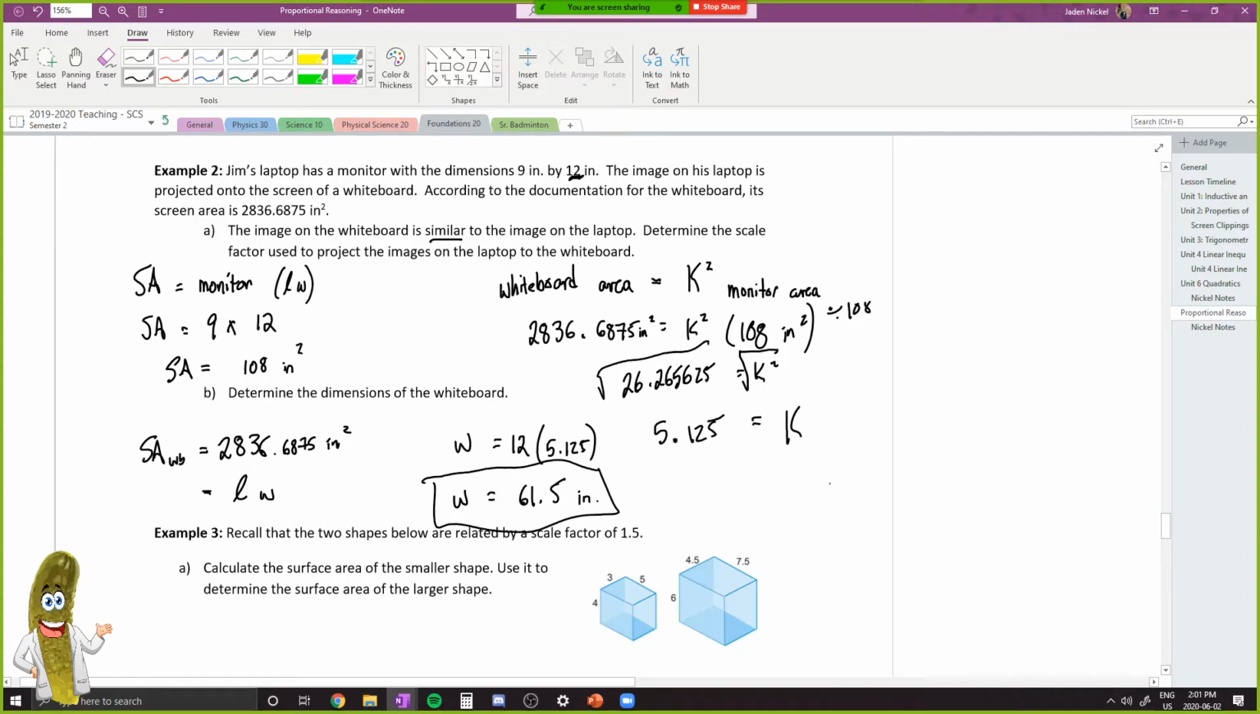And then in terms of the length, which I'll do down here, we know that the length is going to be equal to 5.125 times what we found for the dimensions of the monitor, and then you get 46.125 inches for the length. So those are our two answers then for that part.